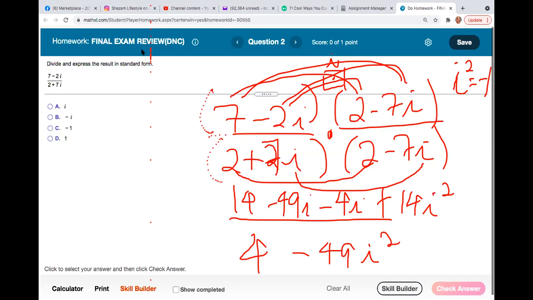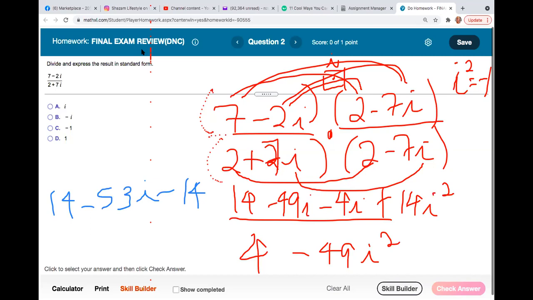So in the numerator, I am going to simplify this out. First, I am going to combine the negative 49i and the negative 4i together. This turns out to be 14 minus 53i in the numerator. And then the 14i squared will become a negative 14. Do you guys see why it's a negative 14? Yes. All right. i squared is negative 1, and negative 1 times 14 gives you negative 14.